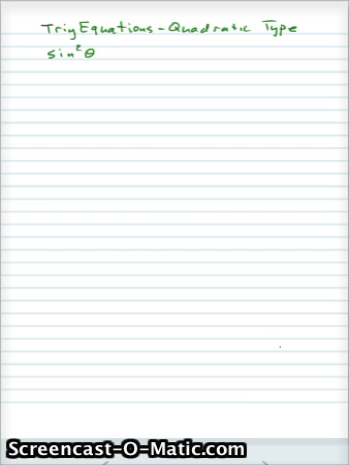Our first example is sine squared theta is equal to 3/4, and we're looking for theta to be between 0 and 2 pi. So we're going to go ahead and take the square root of both sides. The square root of sine squared theta will be the square root of 3/4. Now when you do this, remember you've got to play with a plus or minus. The reality is the square root of sine squared theta is the absolute value of sine theta.